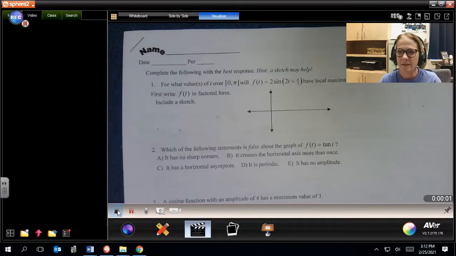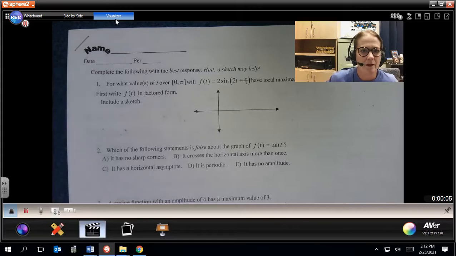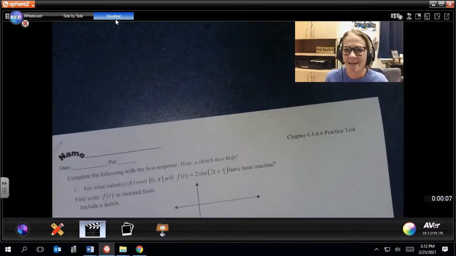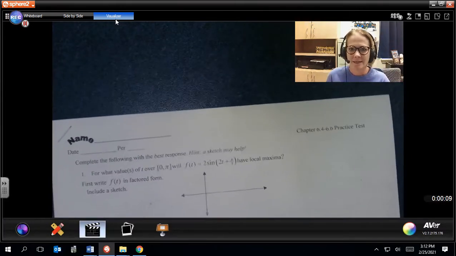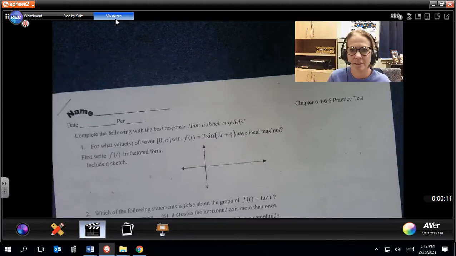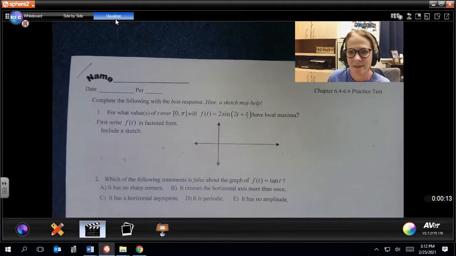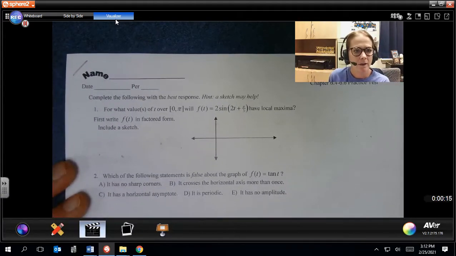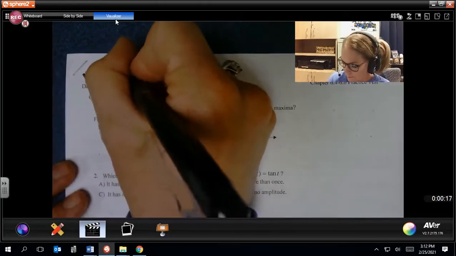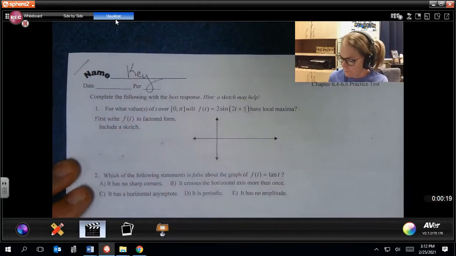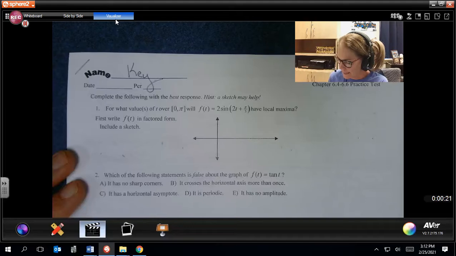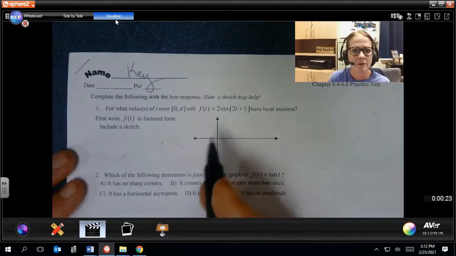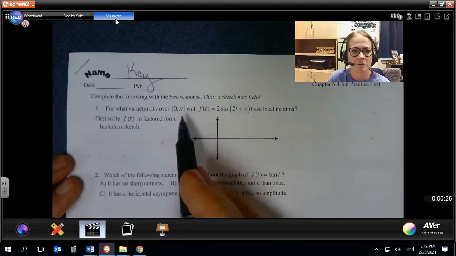All right, hello, pre-calculus. Here we are with a review of the practice test for 6.4 to 6.6 so that you can get help if you need it, so you can do really well on your test this week. So here we go. Number one starts off pretty difficult. We're going to find a value for which this f of t has a local max within this specific interval.